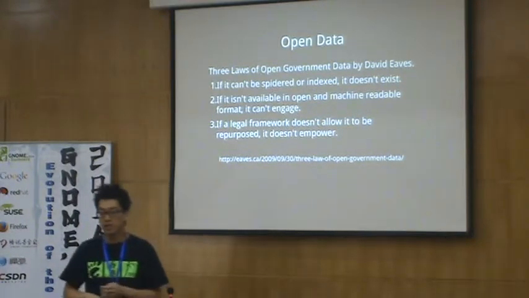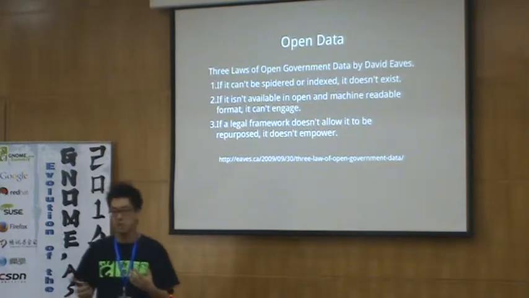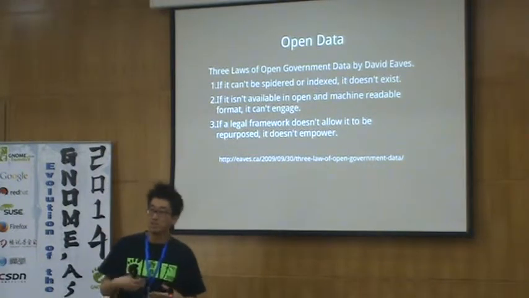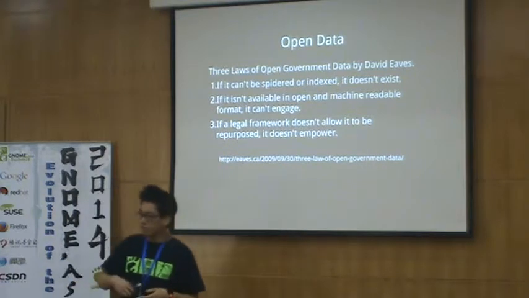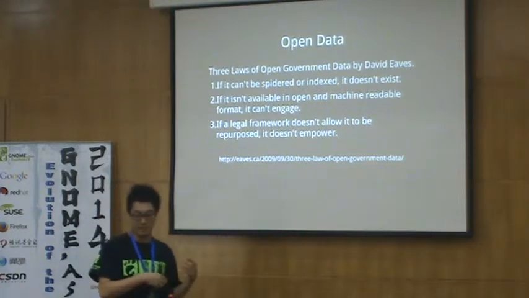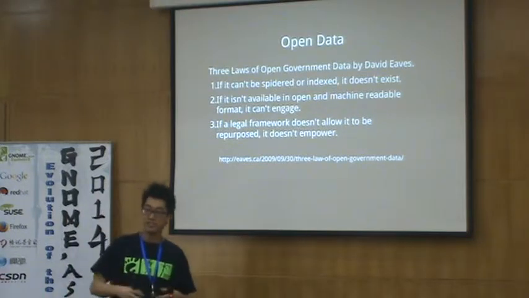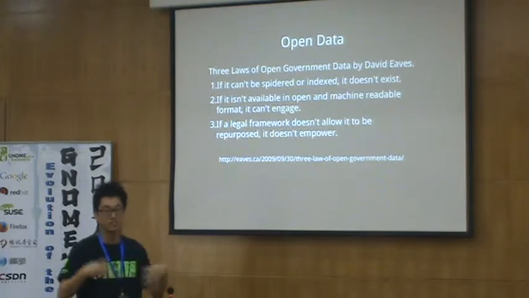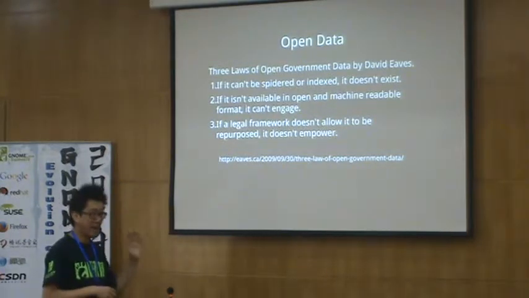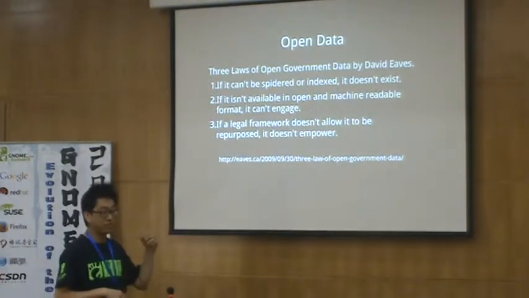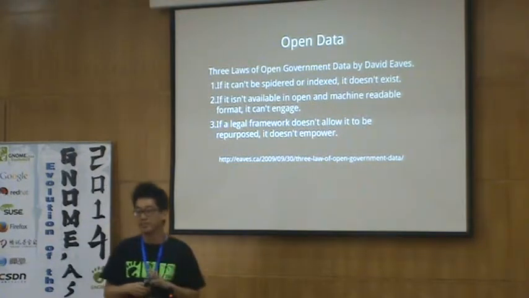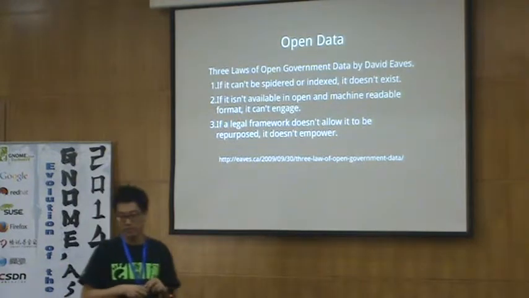And also, if the legal framework does not allow you to repurpose it, it is not open data as well. That means you can scrape the Hong Kong Observatory website, but if the Observatory does not allow you to distribute the information to others, it is not open data as well. But fortunately, the Observatory allows other people to distribute their information for non-profit use.